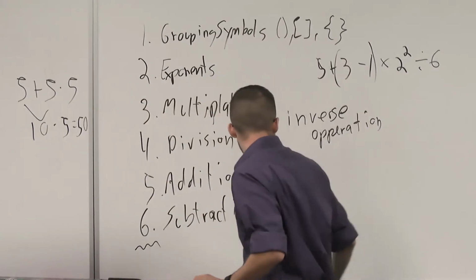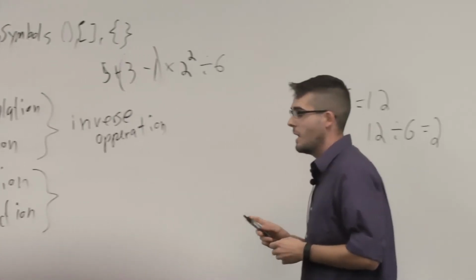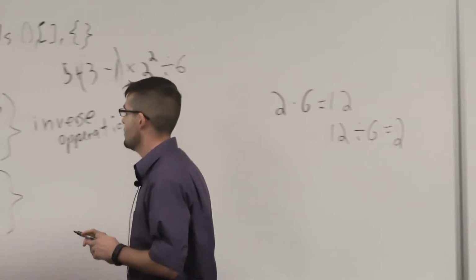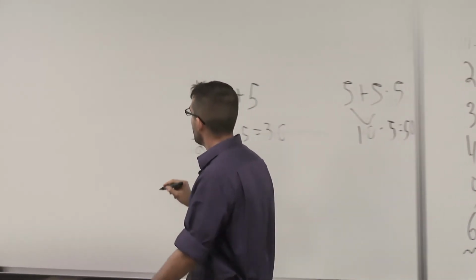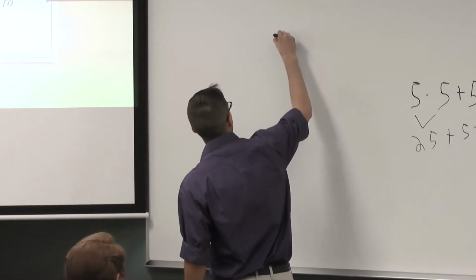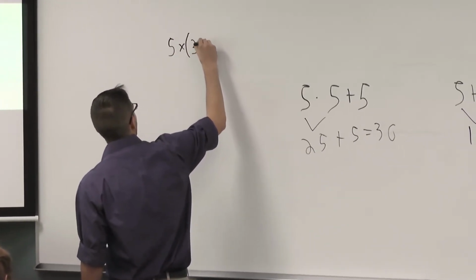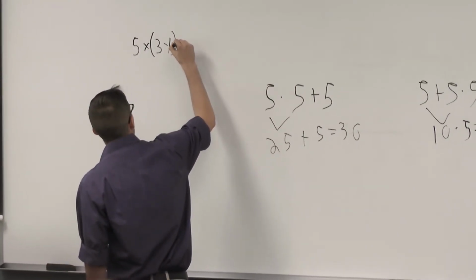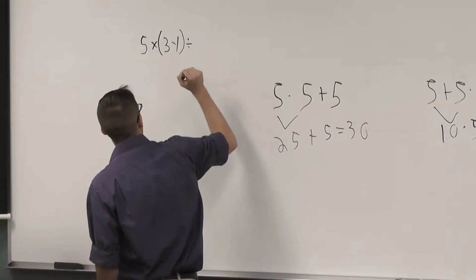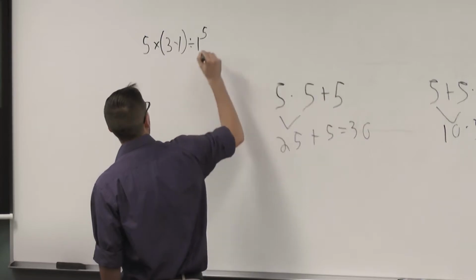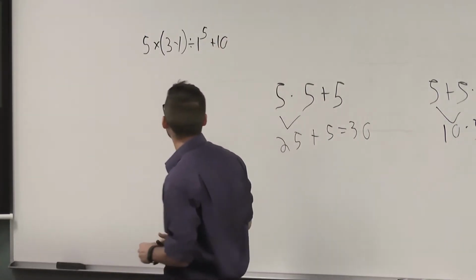Okay, so let's do a quick example here because I believe we have a couple minutes left. I'm going to work it over here so you can see better. Let's see, 5 times 3 minus 1, divided by 1 to the 5th power. And then let's just add 10 on for fun at the end.